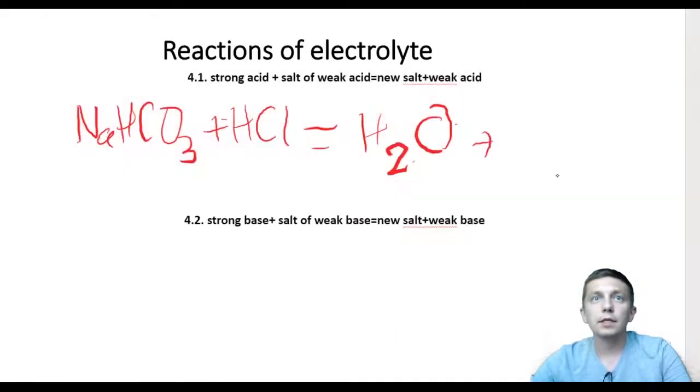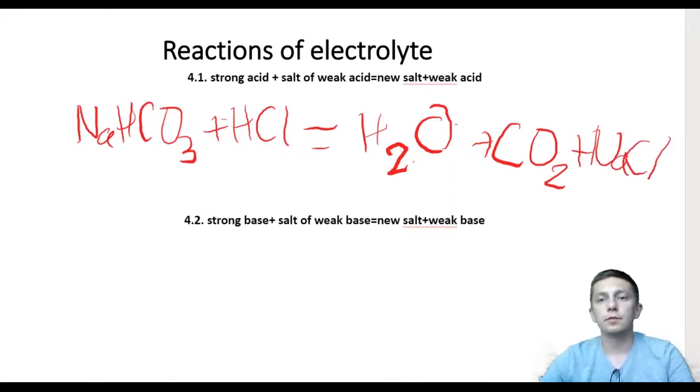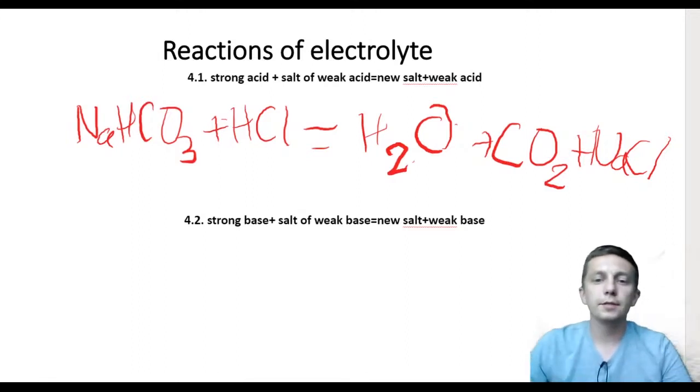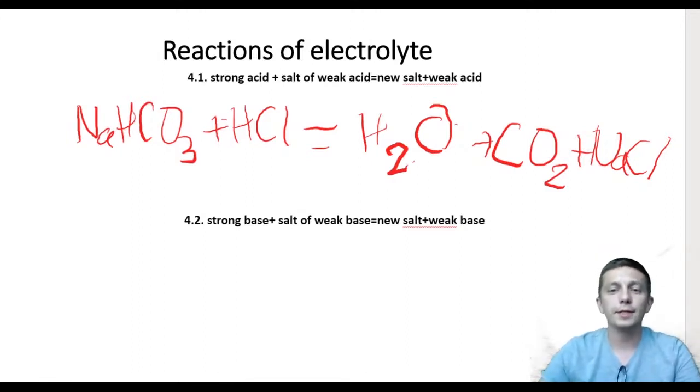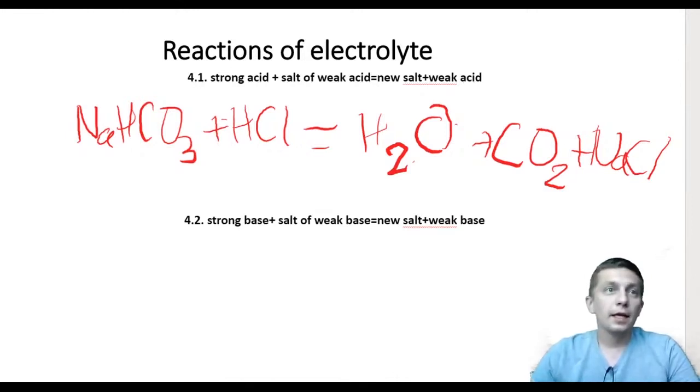Which immediately split into carbon dioxide and water and NaCl. So if the concentration of hydrochloric acid in your stomach is high, you can drink any hydrocarbonates and your acid will be neutralized. Same principle: something strong replaces something weak with bases.